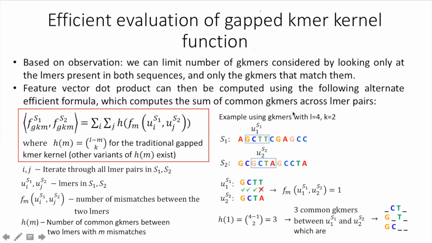Now, the two Elmers GCTT and GCTA, shown here, have 3 matching positions and 1 mismatch, so M is 1. Based on this, the number of common GK-mers, or H of Fm of U1 S1, U2 S2, must be H of 1, which turns out to be 3. And as shown here, there are in fact only 3 common GK-mers which match GCTT and GCTA.